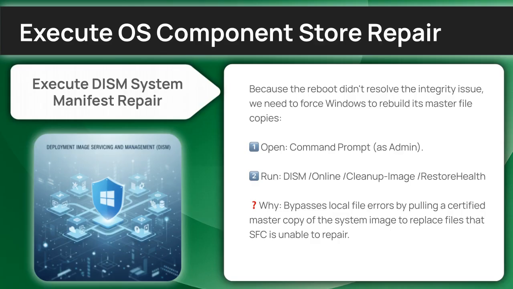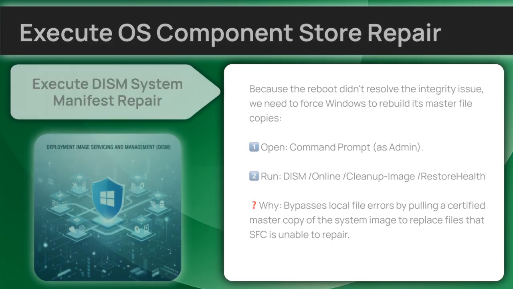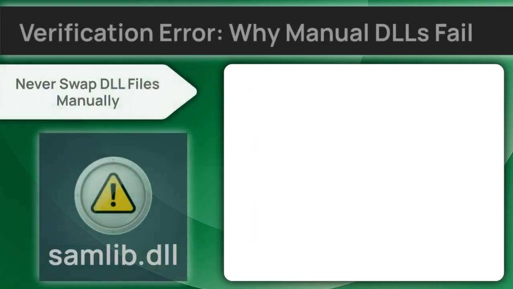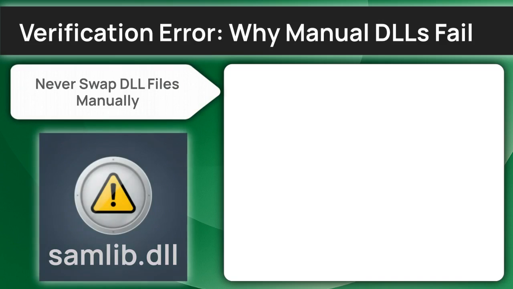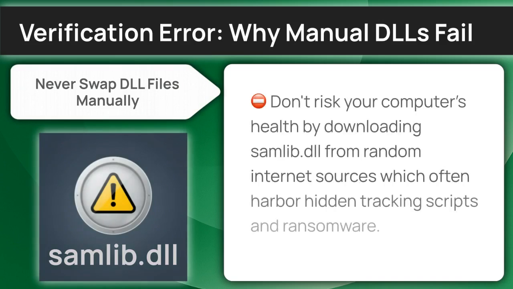Why are we doing this? Well, it bypasses local file errors by pulling a certified master copy of the system image to replace files that SFC is unable to repair. From a systems engineering perspective, there is one major security pitfall I need to help you avoid. Protect your digital life by ignoring unofficial download links for SAM Library DLL that could lead to identity theft or the loss of important files.